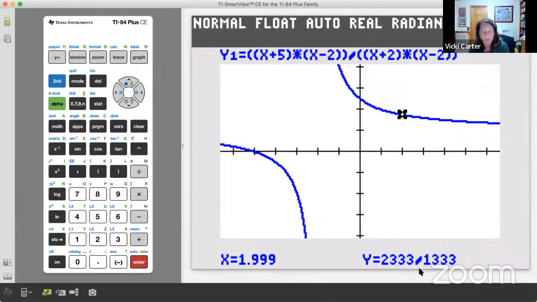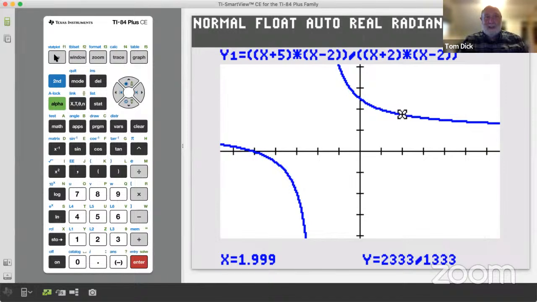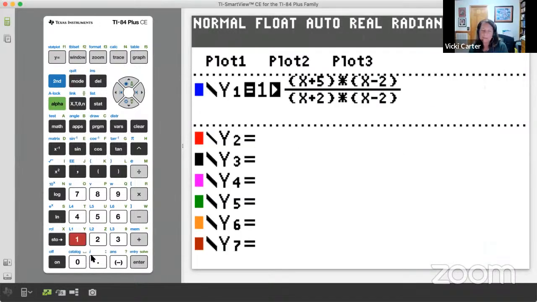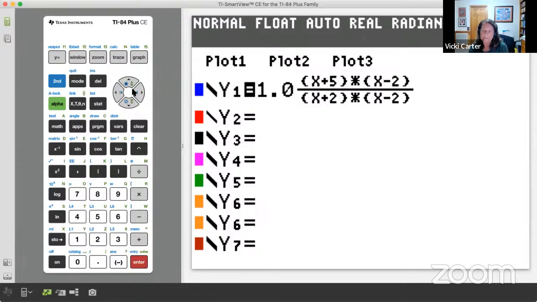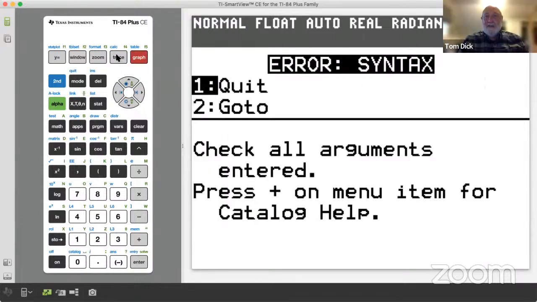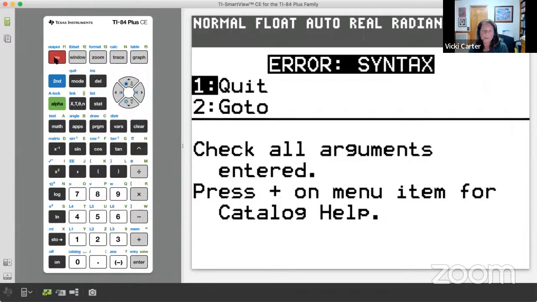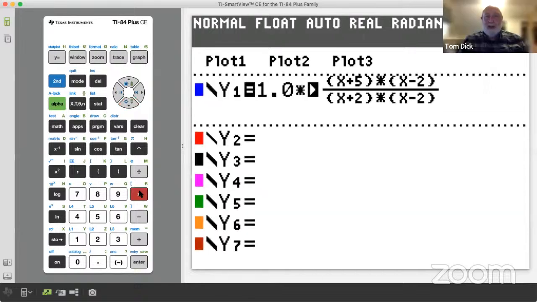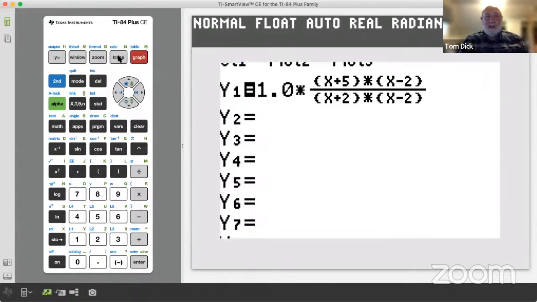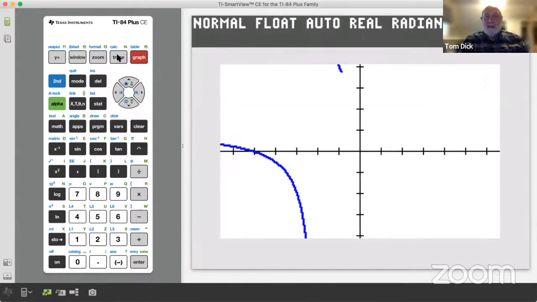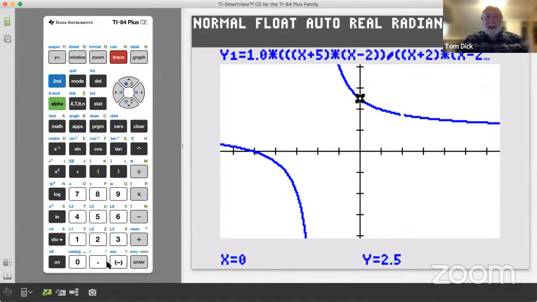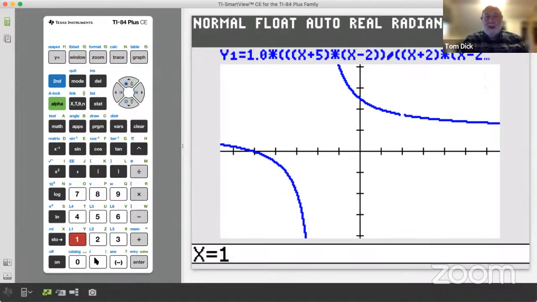But you gave us a great way to look at the decimal values with one quick change in that Y equals. So that can help a lot too. Whoops, I think I tried to do it too fast. Oh, I forgot to put in the multiplication symbol. There we go. Graph. Trace. And then we could put in 1.999 here.